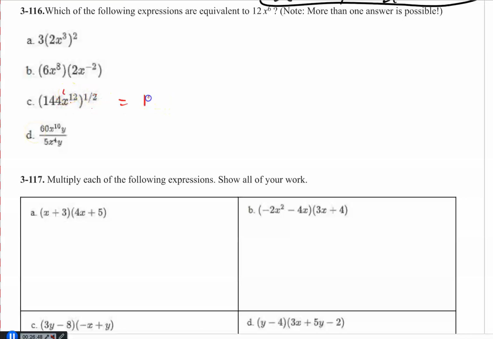That's going to be equal to 144 to the power 1 times a half, and then x to the power 12 times a half. So 1 times a half is just 1/2, and half of 12 is 6. All right. What do you do with a fractional exponent? Use your calculator. And what you'll find out is that's actually equal to 12.